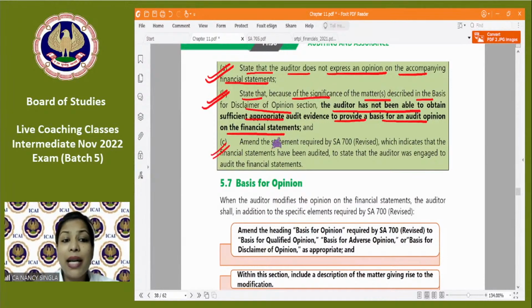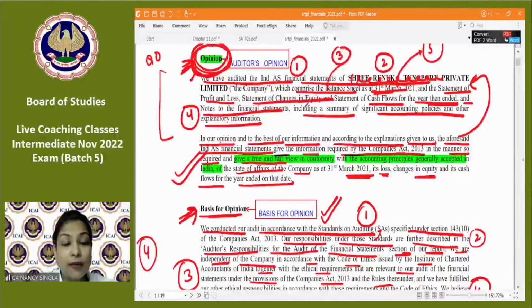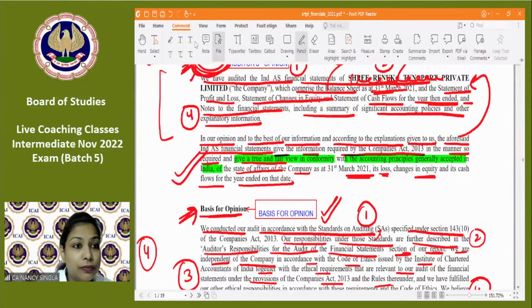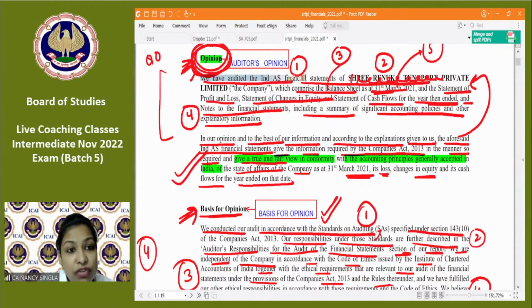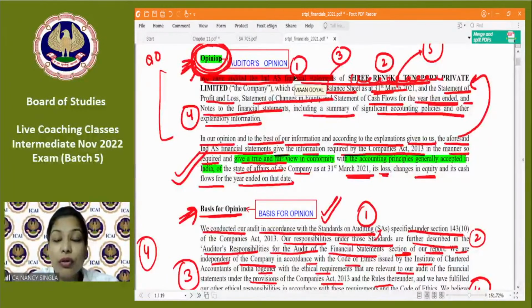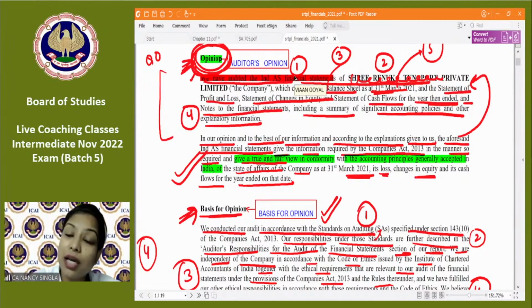And last, amend the statement required by SA 700 which indicates that the financial statement have been audited. तो देखो, let us have a look at this statement. If you remember in the opinion section, यहाँ पर हम क्या लिखते हैं? So we start with we have audited. हम लिखते हैं ना, this marked in, what is this color, red. We have audited. Now in case of disclaimer of opinion, the auditor will not start the opinion section with we have audited, but auditor will mention that we were engaged to audit, कि हमें audit करने का काम दिया गया था, but we were not able to obtain sufficient appropriate audit evidence, इसलिए हम audit नहीं कर पाए, हम opinion नहीं दे पाए. ठीक है?